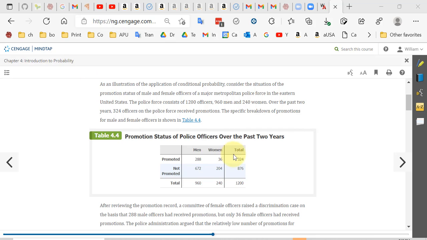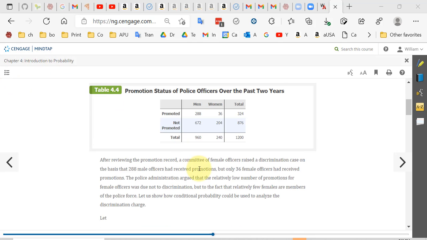Okay, so probably in this discussion they're going to talk about one event given another, and we've just identified 4 different events: men, women, promoted, not promoted. So probably they're going to ask something like, given that it's a man, what's the probability that they're promoted? Or given that they're a man, what's the probability that they're not promoted? So probability of one event given some other event. We've identified 4 different events here, and they're probably going to ask some question like that.